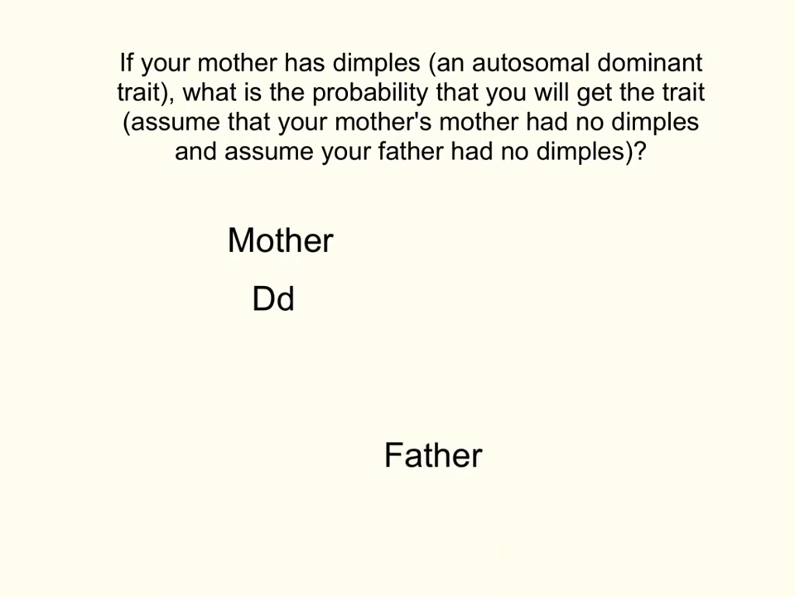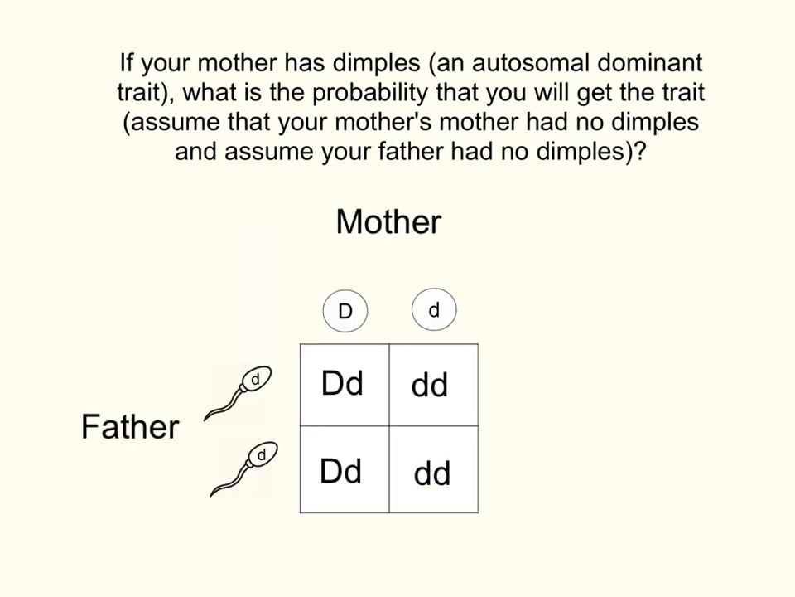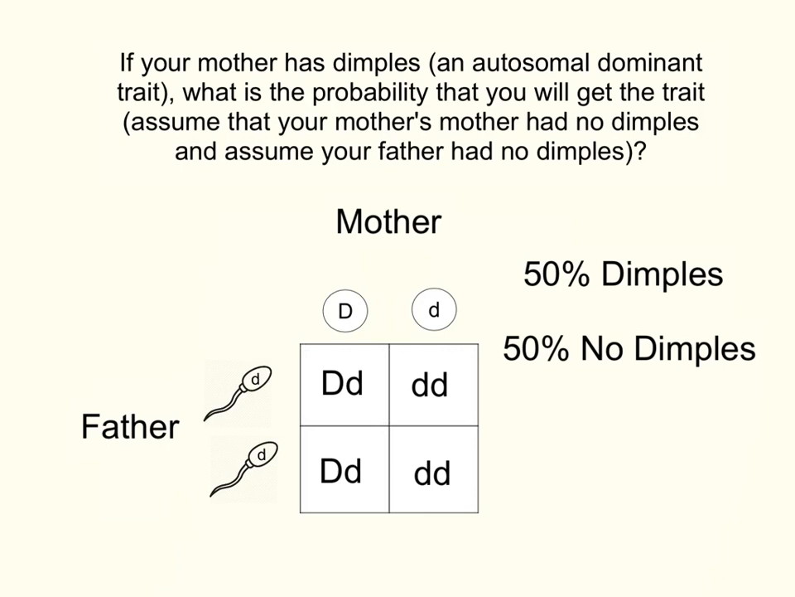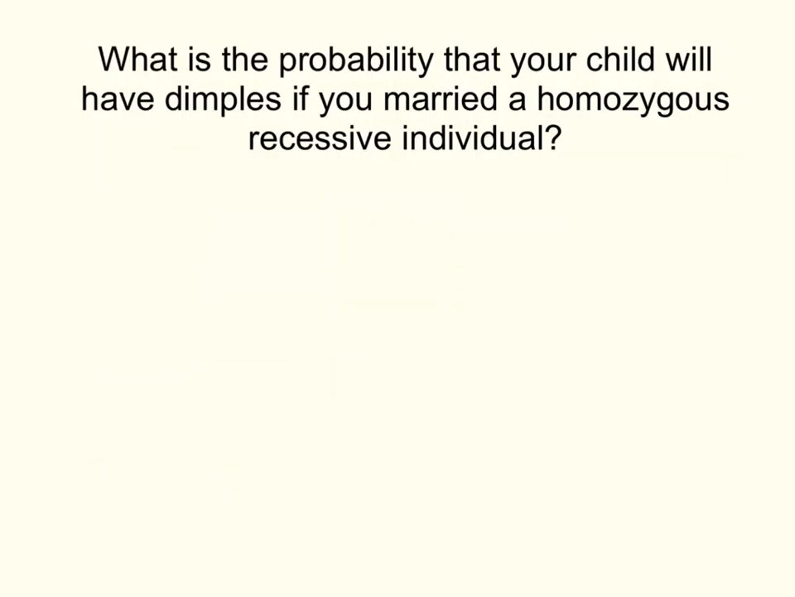We also know that your father does not have dimples, so that means he must be homozygous recessive, which is little d, little d. So for the first part of this question, we need to do a cross between your mother's genotype and your father's genotype. In order to do that, we need to do a Punnett square. Go ahead and pause the video and take some time to see if you can do that Punnett square on your own, and then I'll show you what it looks like. Your Punnett square should look something like this. So we can see here that there's a 50% chance that you will have dimples and a 50% chance that you have no dimples. Let's move on to the second part of the question.